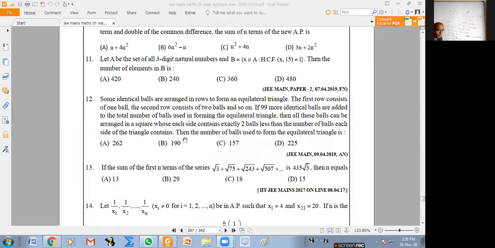Okay. Anything else up to 16? Anybody finds that?